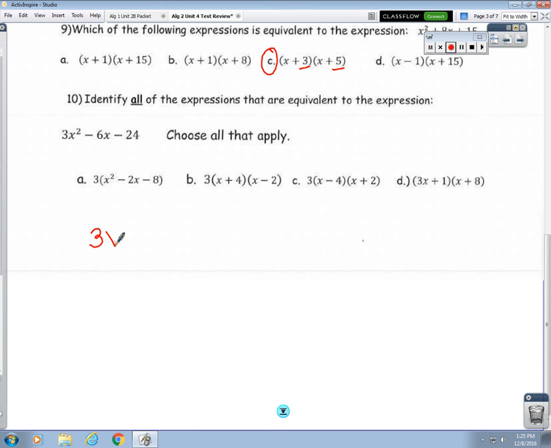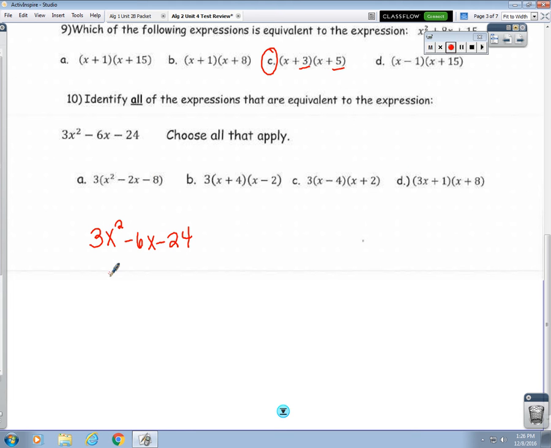All right, number 10, identify all of the expressions that are equivalent to this expression. Okay, so we have 3x squared minus 6x minus 24. If you're asked to factor that, what would you do first? We're not asked to graph. They didn't say graph it. These are the answers. You're not going to get them.